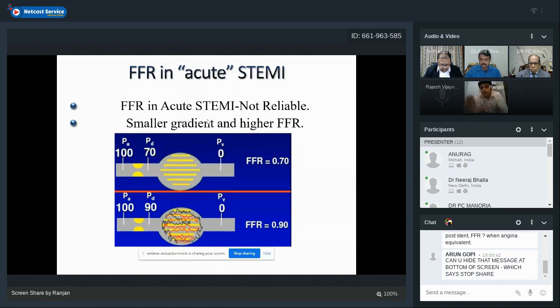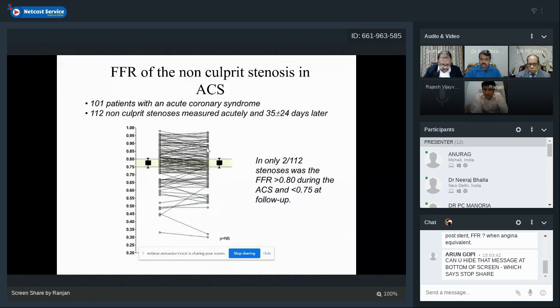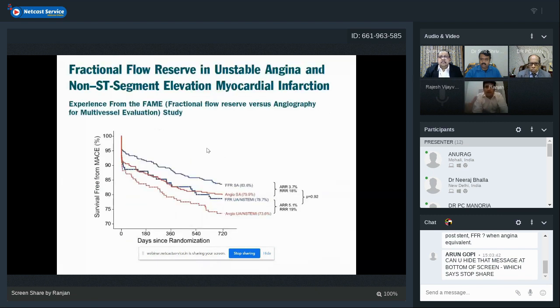When you talk about non-STEMI or unstable angina, you could do FFR in non-STEMI unstable angina. This was the FAMOUS NSTEMI trial which got that 5 days as a cutoff. So it's okay to do FFR in STEMI in the culprit artery after 5 days. Non-culprit artery, you could easily do it. If it is NSTE-ACS or unstable angina, you can do it. There was a sub-study of FAME which showed that if you are doing it in unstable angina or NSTEMI, there's no problem.